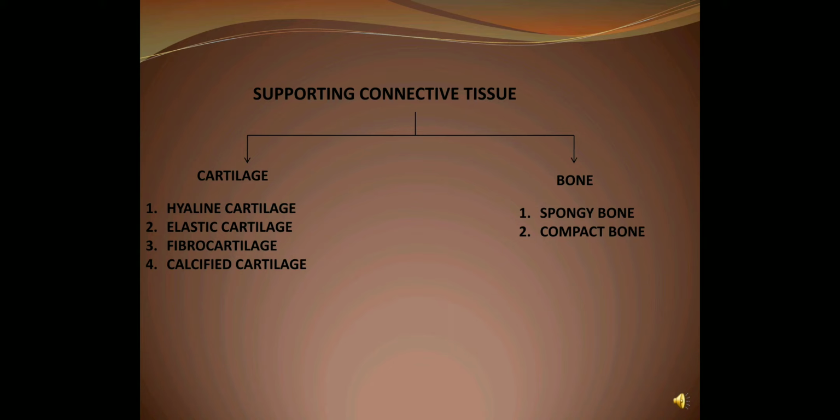So now if we see the details, you'll find cartilage is of different types. There are 4 different types of cartilages present based on the type of matrix. They are hyaline cartilage, elastic cartilage, fibrocartilage, and calcified cartilage. Whereas in bones, you will find normally 2 different types of bones can be seen in our body, that is soft, or you can say spongy bone, and compact bone.